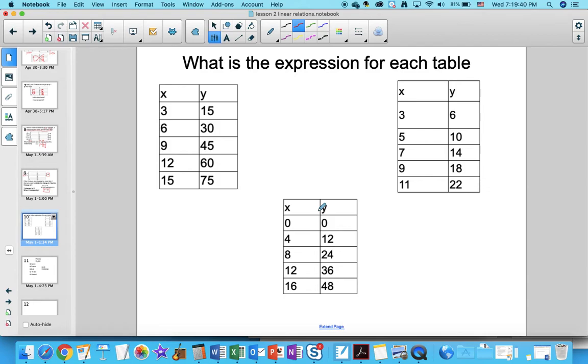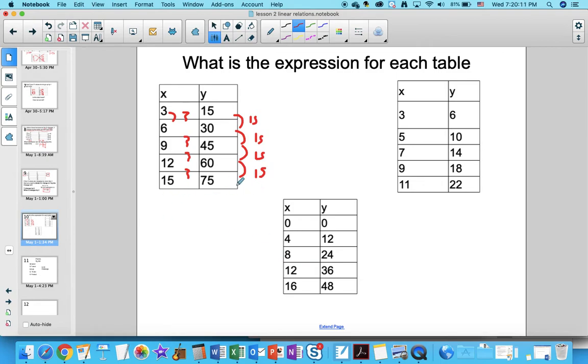So pause the video now. All right, so hopefully you paused the video. So x, well, this is going up by 3. This is going up by 3. This is going up by 3. Cool. So it's staying constant here. This is going up by 15, 15, 15, and 15.